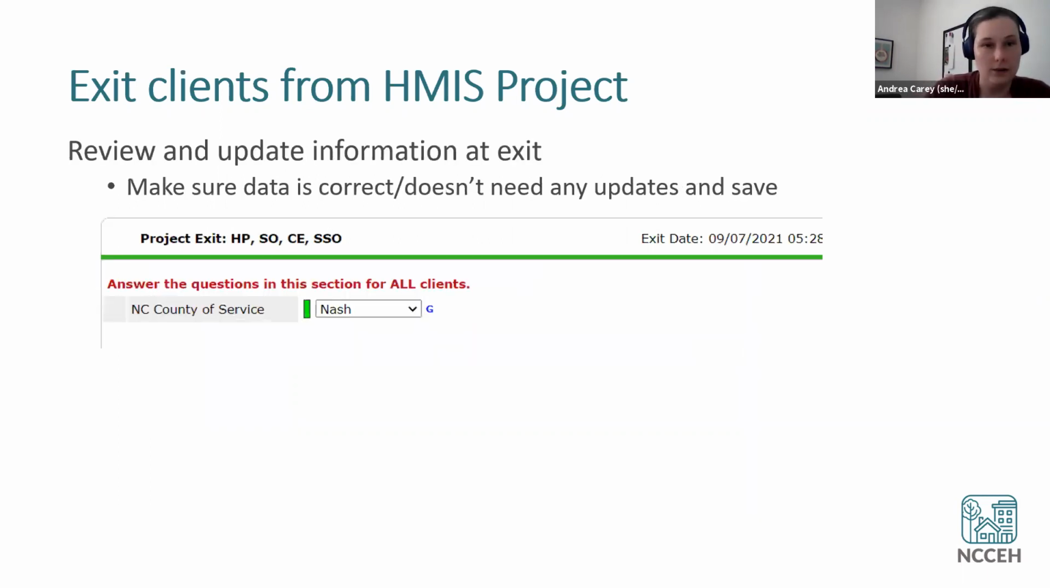So click Save and Continue, and then head over to the exit assessment information and just double check and make sure that all of this is correct and it doesn't need any updates. It starts off with NC County of Service, but of course, you can scroll down and confirm health insurance, income, etc.